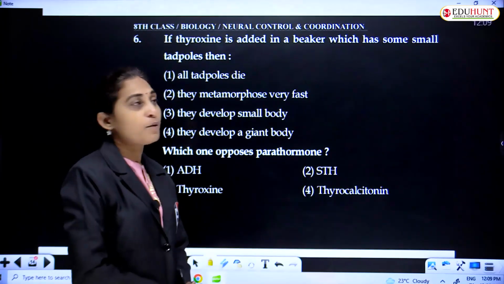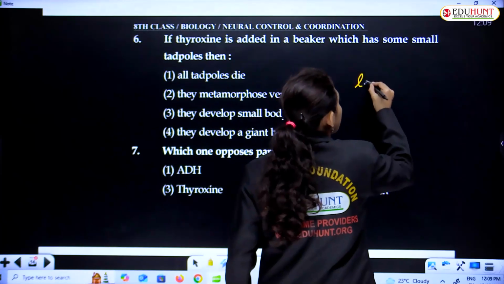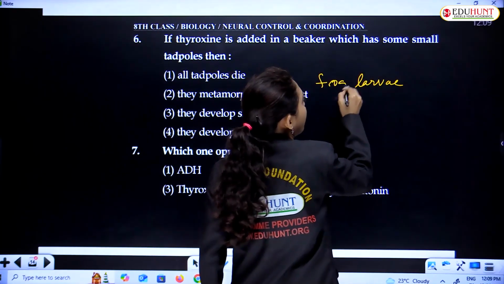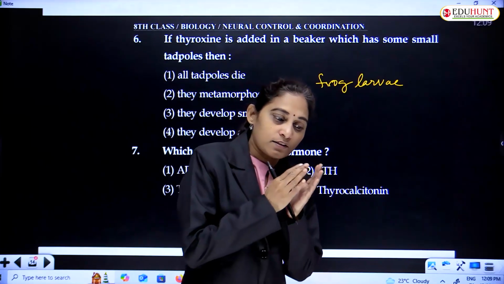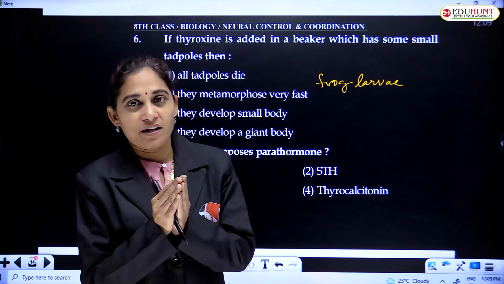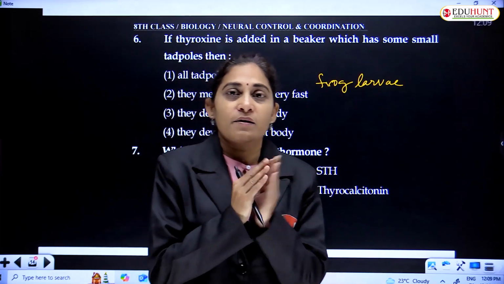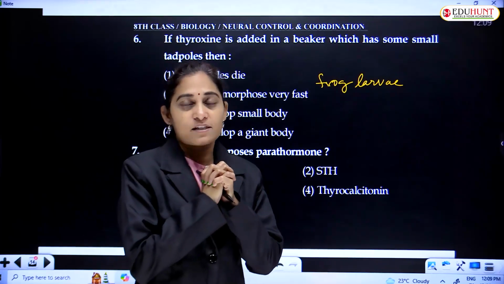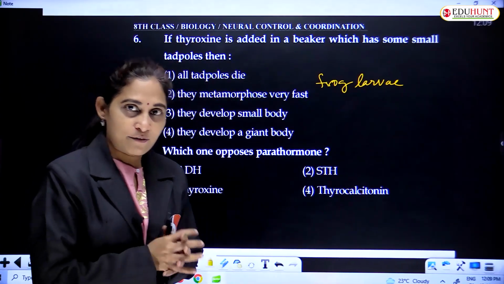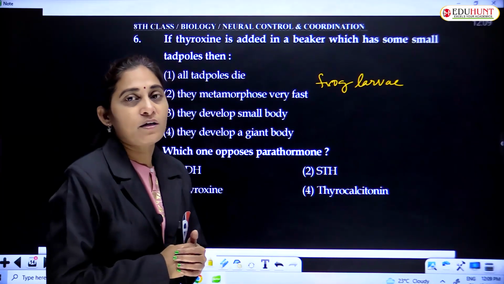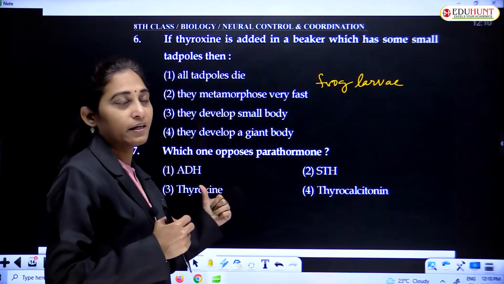If thyroxine is added in a beaker which has some small tadpoles, the larvae of frog. Tadpoles are frog larvae. We know that the eggs will hatch into larvae. Larvae, after metamorphosis, that is after some changes in the body, become adults, that is frogs, losing the tail and developing feet. Some bodily changes occur in the tadpole larva and then it transforms into an adult. This is called metamorphosis. And there is an intermediate stage between the egg and the adult, that is the larva.